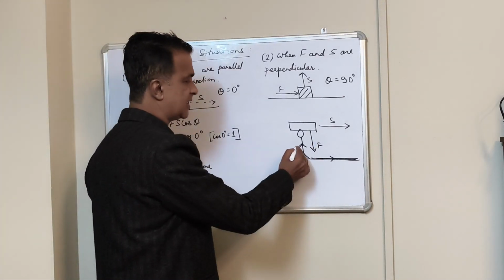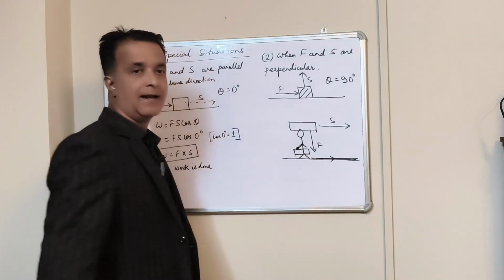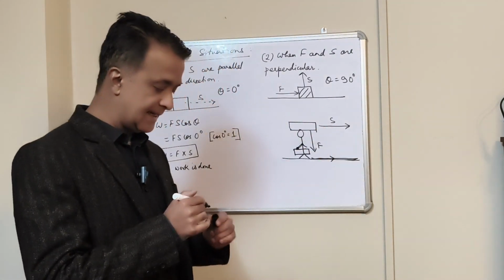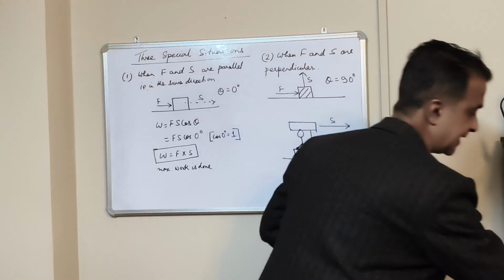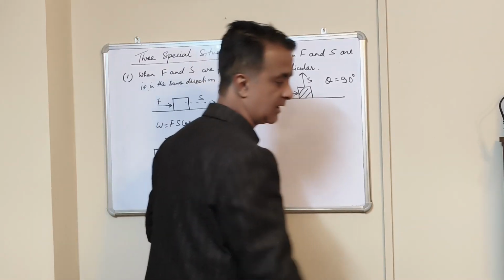It could be not only on his head, the person could be carrying a suitcase in his hand also, and moving along a perfectly horizontal, smooth surface. Then in that case, force and displacement are at 90 degrees to each other. So in this case, let's see how much is the work done.